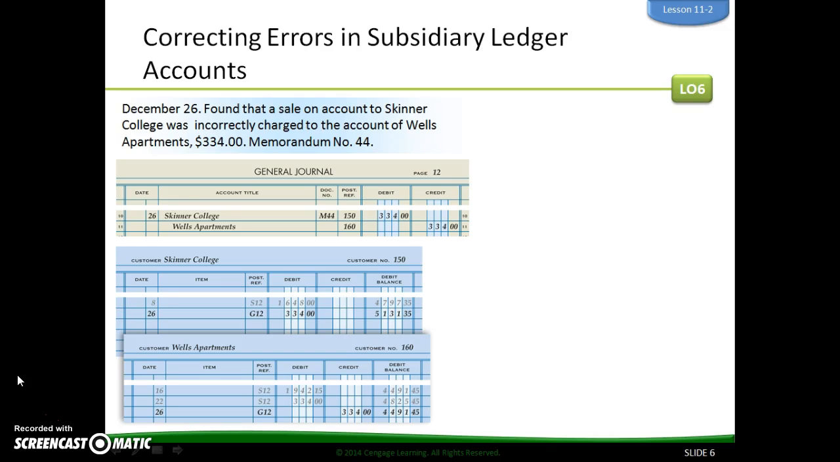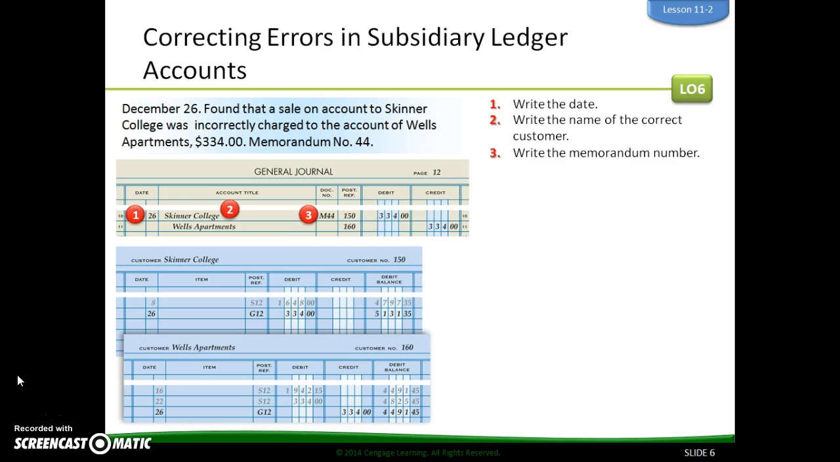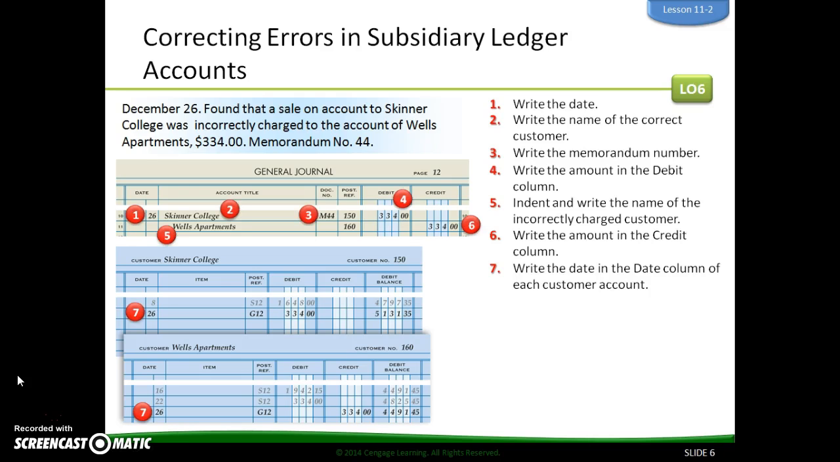So you can see in our general journal that we're going to be posting on December 26th a debit to Skinner College and a credit to Wells Apartments. And we're using M44 because it's memorandum 44 that we're noting this on. So for our Skinner College, we're going to go ahead and post a debit, and for Wells Apartments, we're going to go ahead and post a credit.